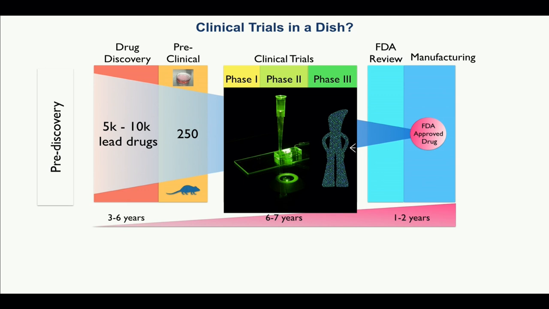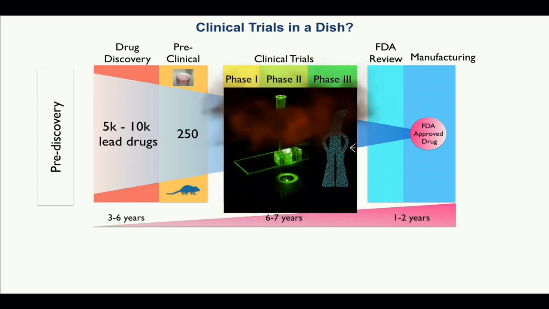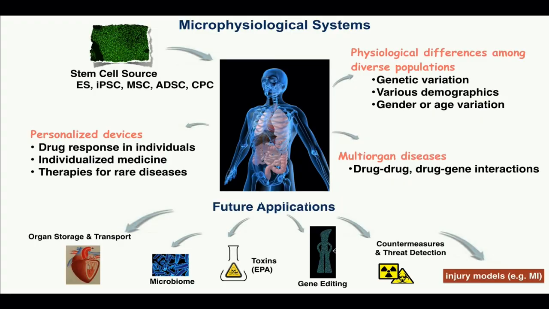Because in this room, I don't know how many people are here, maybe 40 or so, that's already a phase one clinical trial for safety, right? What if we could do that in the chip? And then I'll just stop and say, there's a lot of other things that we can do with these things: organ storage, genome editing, injury models, countermeasure threats, all those we're working on, microbiome, toxins, EPA, these are all important.